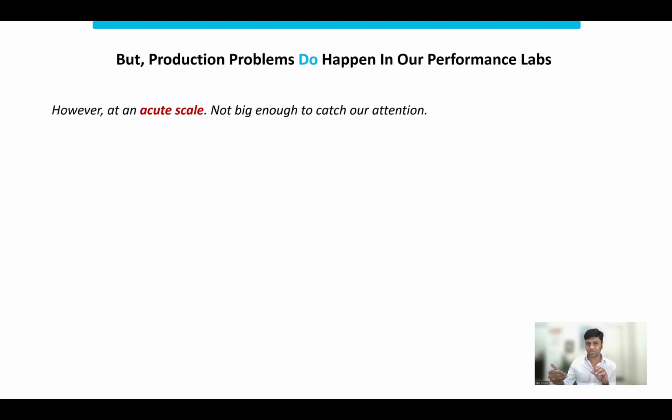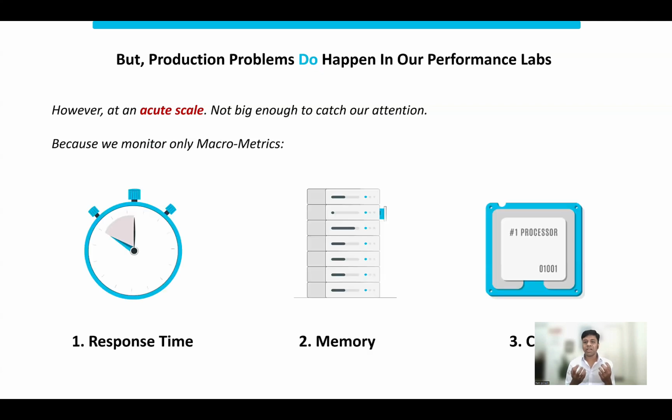I have some examples to show. The problem which manifests as a big outage in production still does happen in a performance lab, but at an acute scale, not big enough to catch our attention, because in our performance lab, we primarily monitor macro metrics. That's what we monitor, right? These are the criteria on which we are certifying the release.